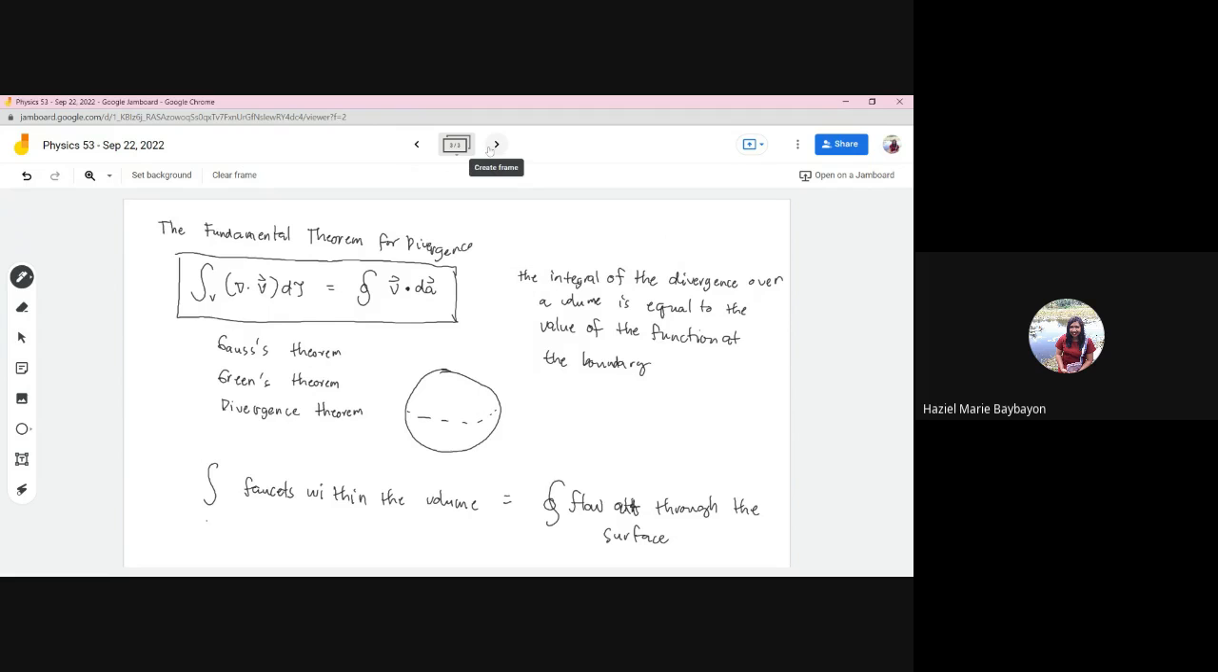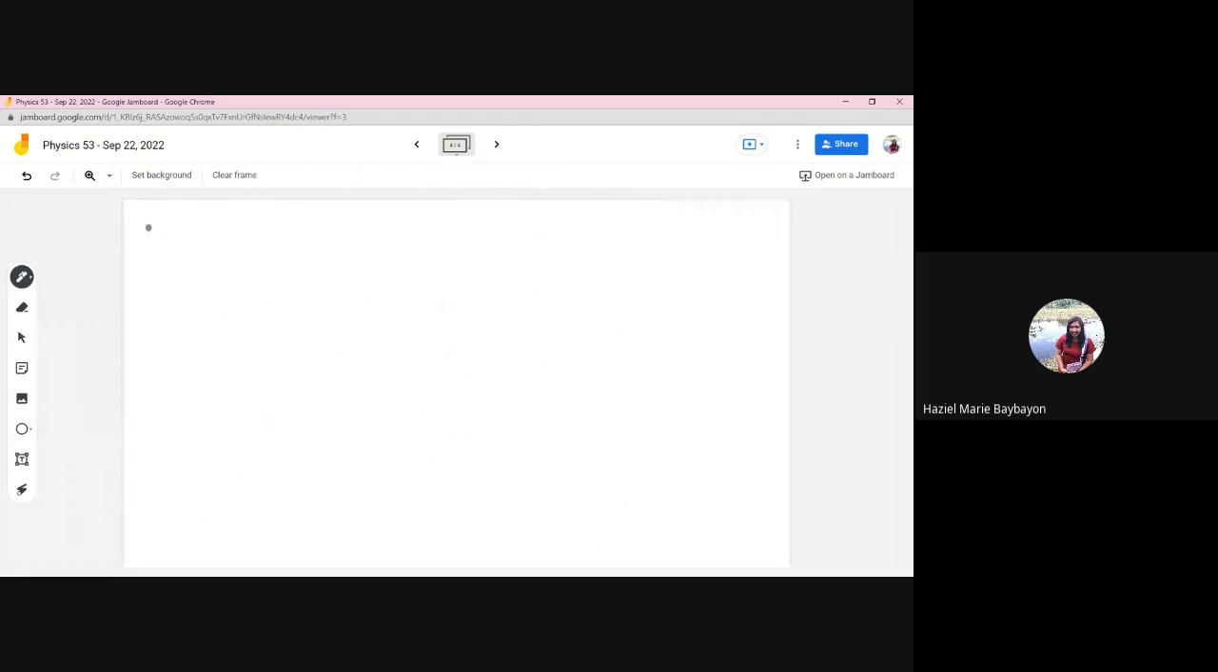And then, aside from the fundamental theorem for divergence, we also have the fundamental theorem for curls. Okay, the problem for this, class, I will just give as an exercise. So, the fundamental theorem for curls, or this is known as the Stokes theorem. You are probably familiar with this, class? Green's theorem or the divergence theorem, and this is the Stokes theorem.